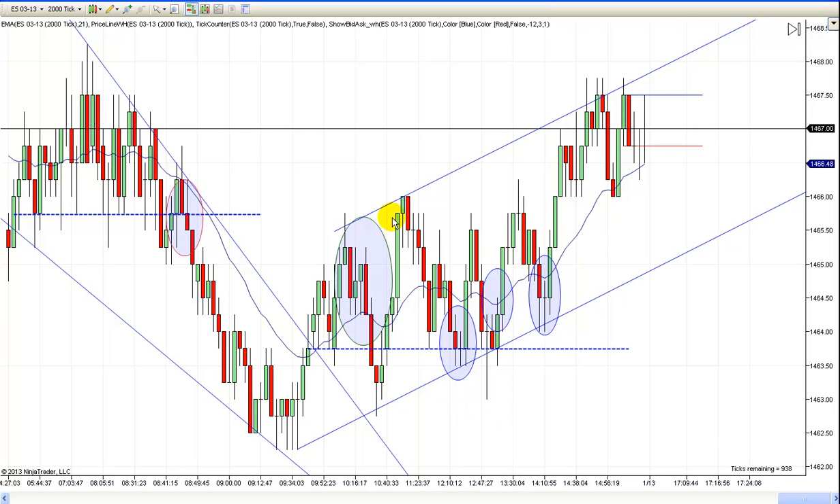So, now you got a two-legged move here, and we're finding support. You can see that support across there now, and we find support again right there. You got a nice doji, a chance to go long right there with a very small stop. Easy scalp, and then it turns down again.